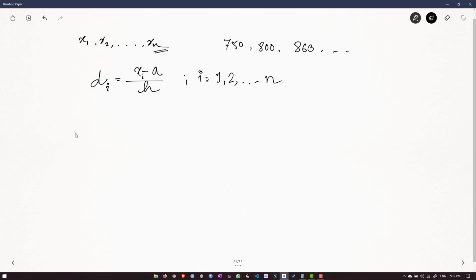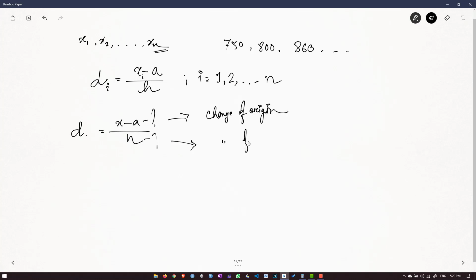So basically we are creating new data, which is called d, which is equal to (x minus a) by h. Now the question is, what is this a and what is this h? This a is called the change of origin, and this h is called the change of scale, right? So what is change of origin and change of scale?